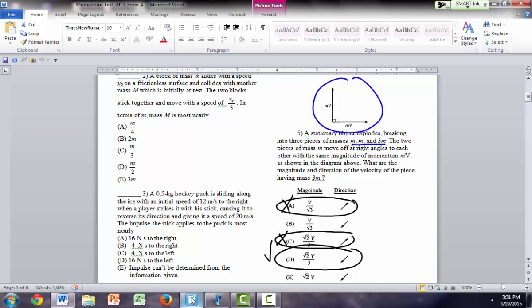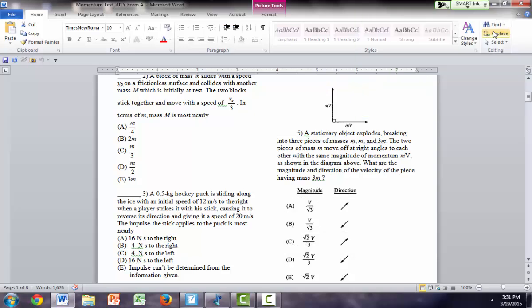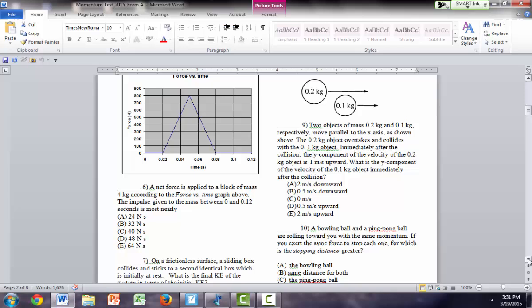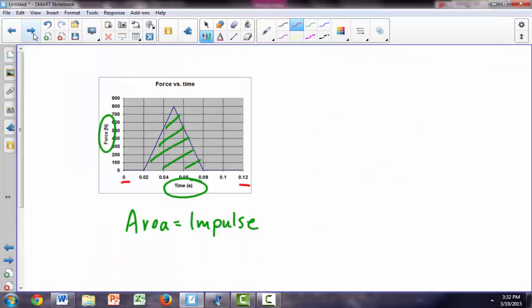Okay, let's look at number 6. Somebody asked about it. Number 6 is a little different. It asks about impulse. A net force is applied to a block of mass 4 kilograms, and the force time graph is shown above. The impulse given to the mass between 0 and 0.12 seconds is most nearly, and they give you some options here. To calculate the impulse between 0 and 0.12 seconds, it's going to be the area under this graph right here. So the area under that graph is impulse.